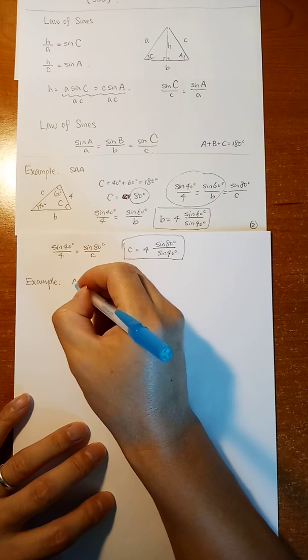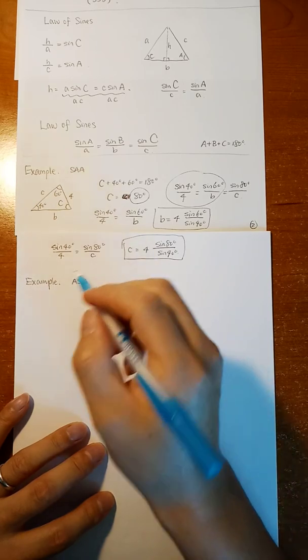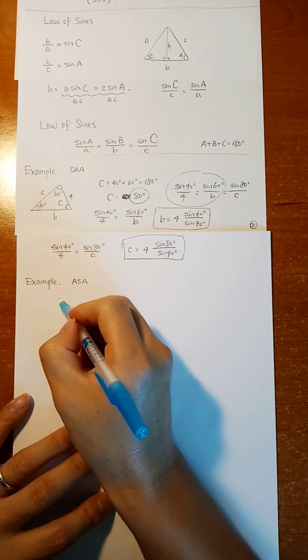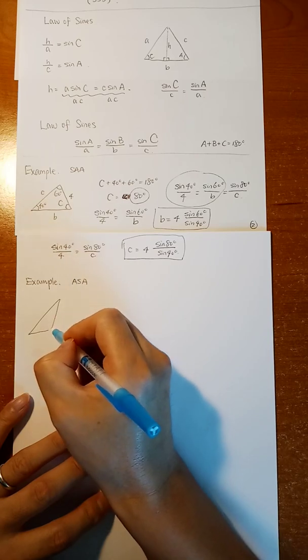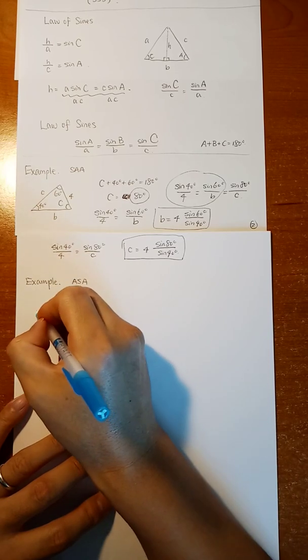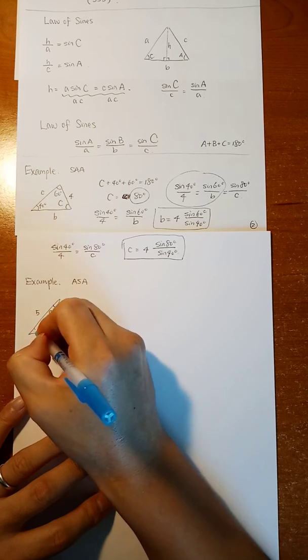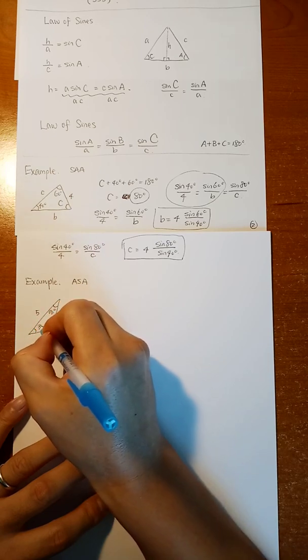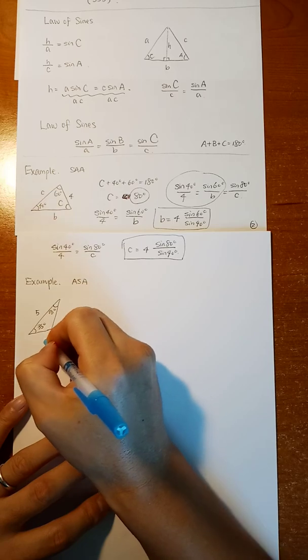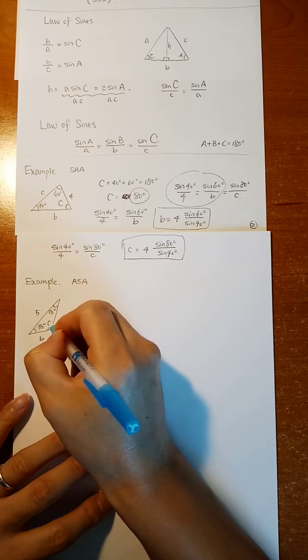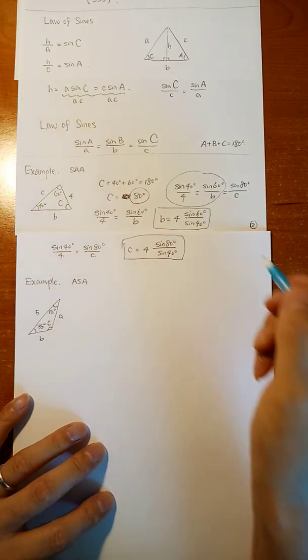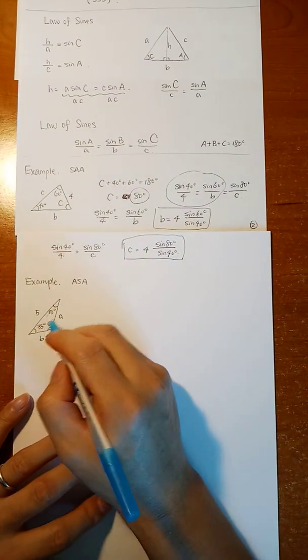Now let's talk about SAS. SAS is similar. For example, the angle here is 15 degrees. Here is 35 degrees. This is side B. This is angle C and side A. So you know 15, you know 35.